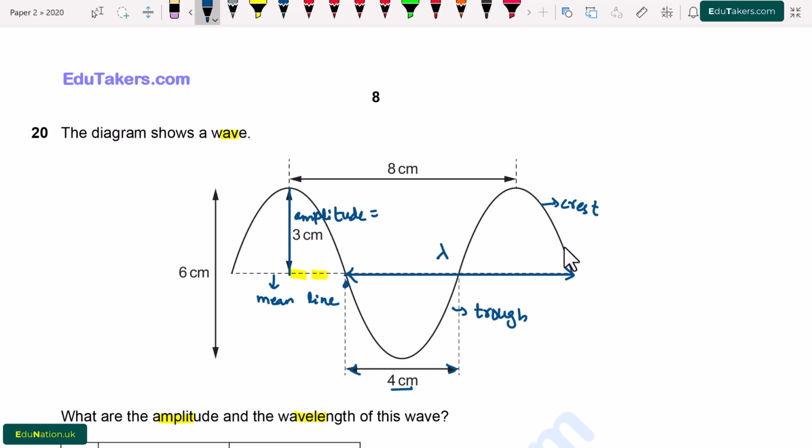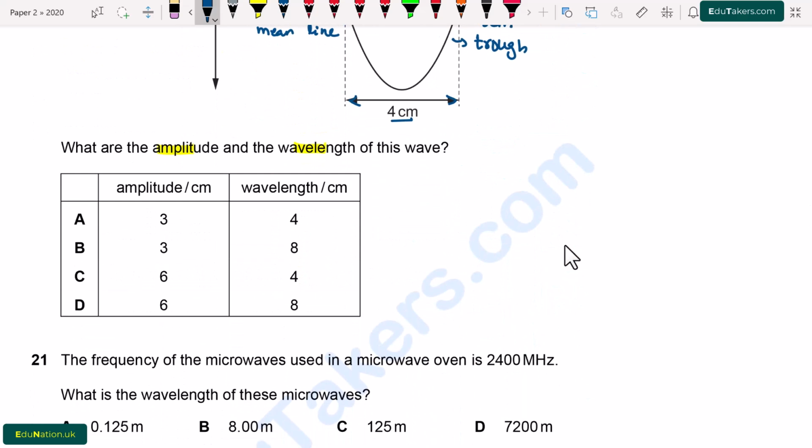So from this point to this point the total distance is 8 cm. It means that the wavelength is 8 cm while the amplitude is 3 cm. So from here option B is correct, where amplitude is 3 cm and the wavelength is 8 cm.